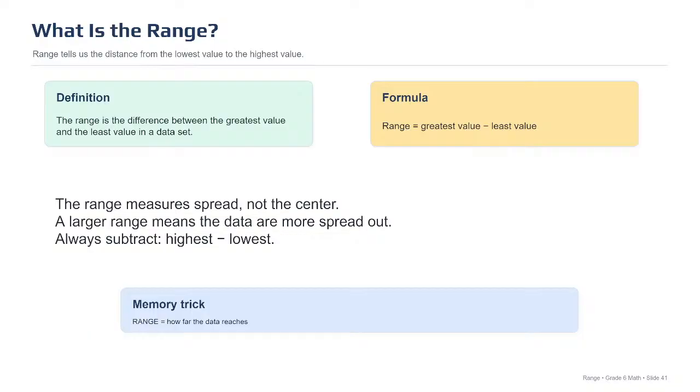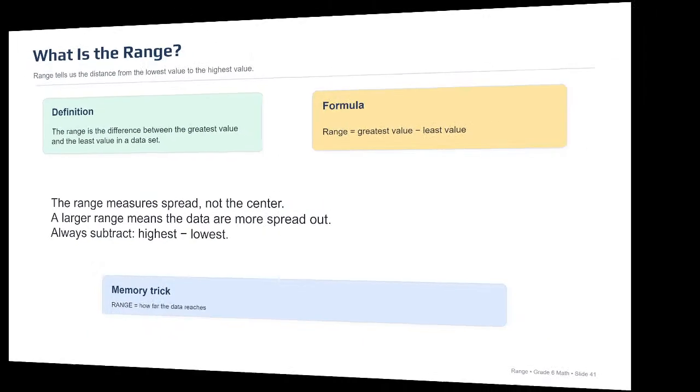Memory trick, just like how we had for mode and all the other things: range equals how far the data reaches. So that's an easy way to remember. Write it down in a section of your notebook. It's a useful trick.